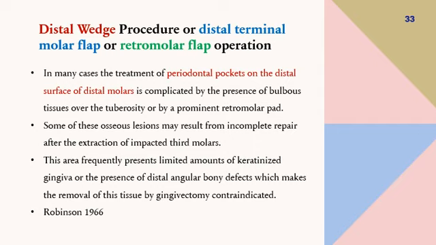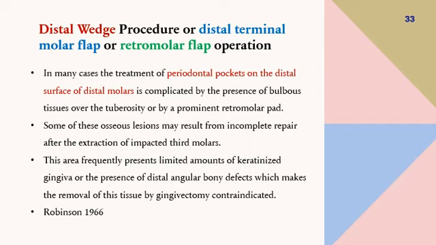Some of these osseous lesions may result from incomplete repair after the extraction of impacted third molars. This area frequently presents limited amounts of keratinized gingiva or the presence of distal, angular, bony defects, which makes the removal of this tissue by gingivectomy contraindicated, because gingivectomy doesn't give us access to the bony defects and also removes the limited amount of keratinized gingiva.